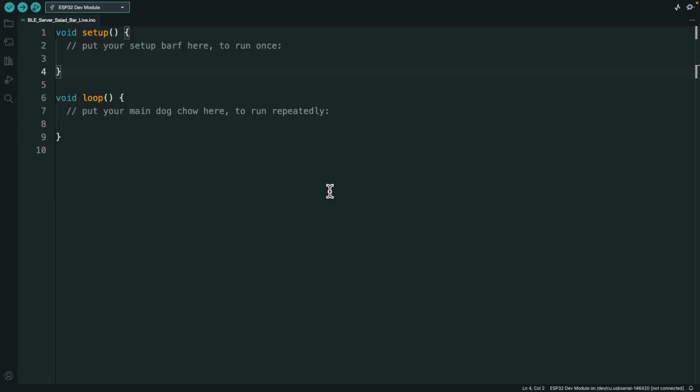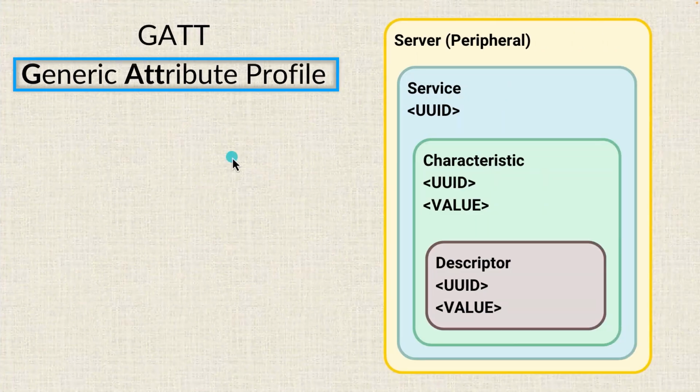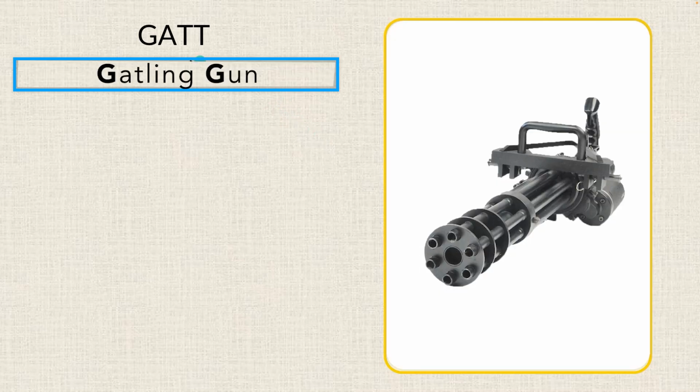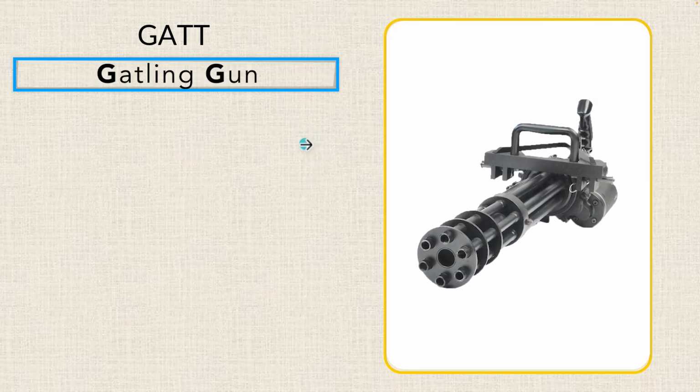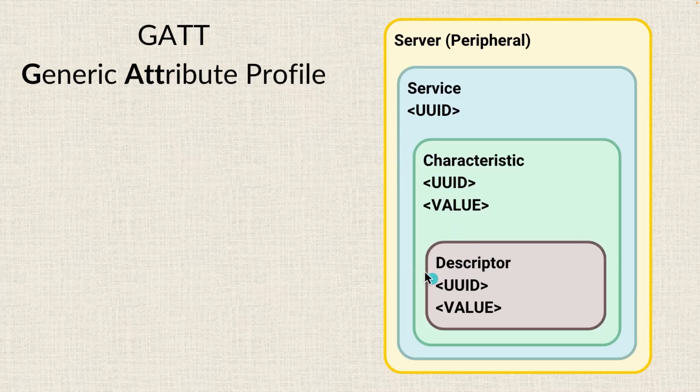Before we dive into the code, though, we need to talk about the GATT. It's the Generic Attribute Profile. I think of a Gatling gun, because when I try to wrap my head around it, I feel like somebody just shot me with a Gatling gun. So what is this whole deal exactly?